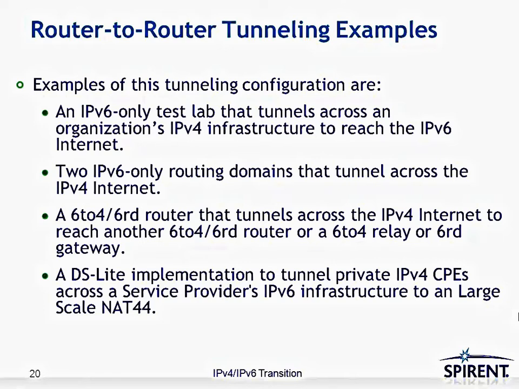Some of the examples of router-to-router tunneling include, as I mentioned earlier, automatic tunnels such as 6to4 and 6RD when you're trying to tunnel IP version 6 packets across an IP version 4 internet, or the reverse, when you're trying to send IPv4 packets across the service provider's IPv6 infrastructure, then we might use DS-Lite.